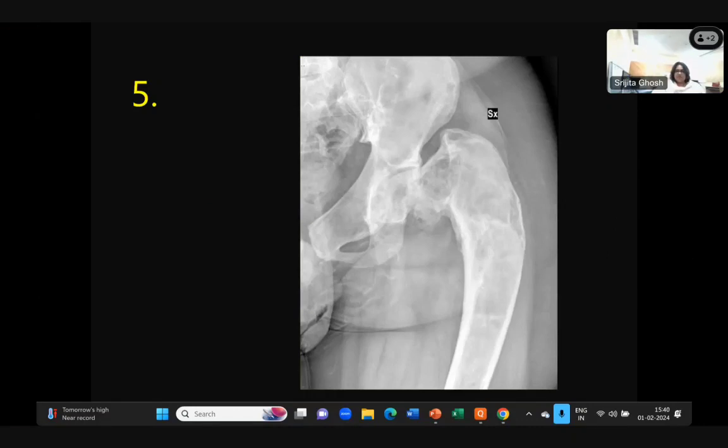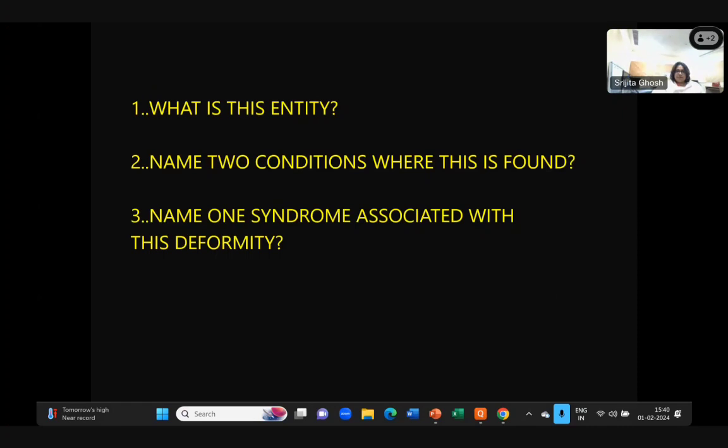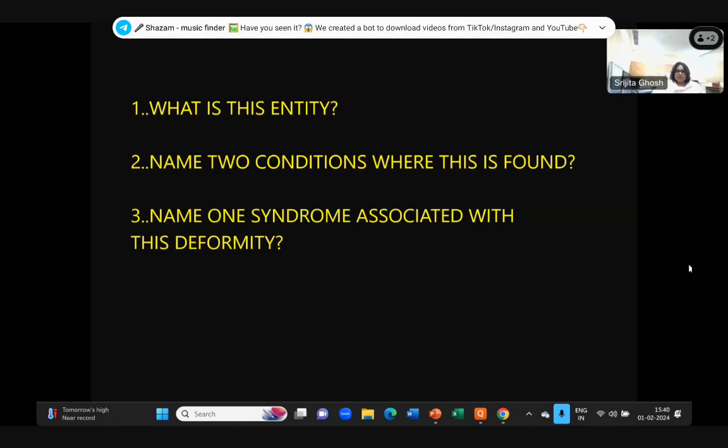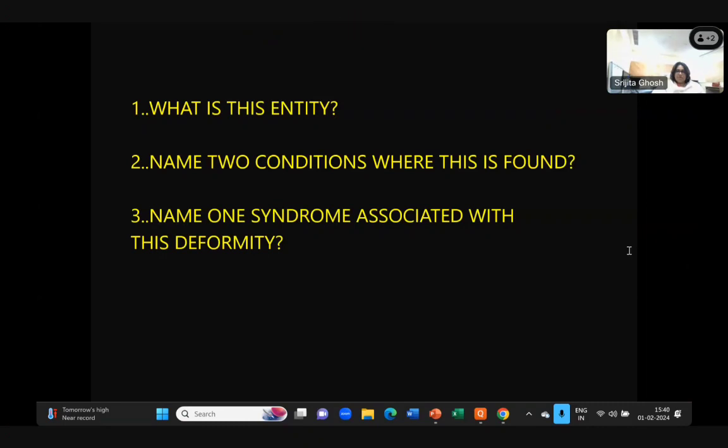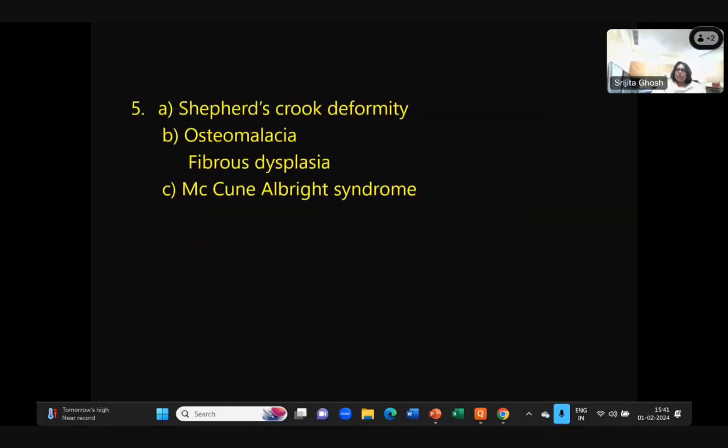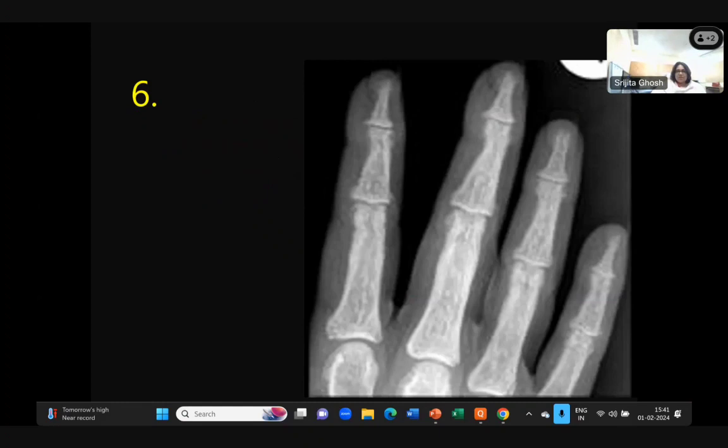Easy, easy, easy, easy. Number 5. What is the entity? Very good. Name one syndrome associated. Name one syndrome. A similar question has already been discussed. Okay, Macular again. So we had seen an MR of this, and this is a Shepherd's crook deformity. So easy, very easy.